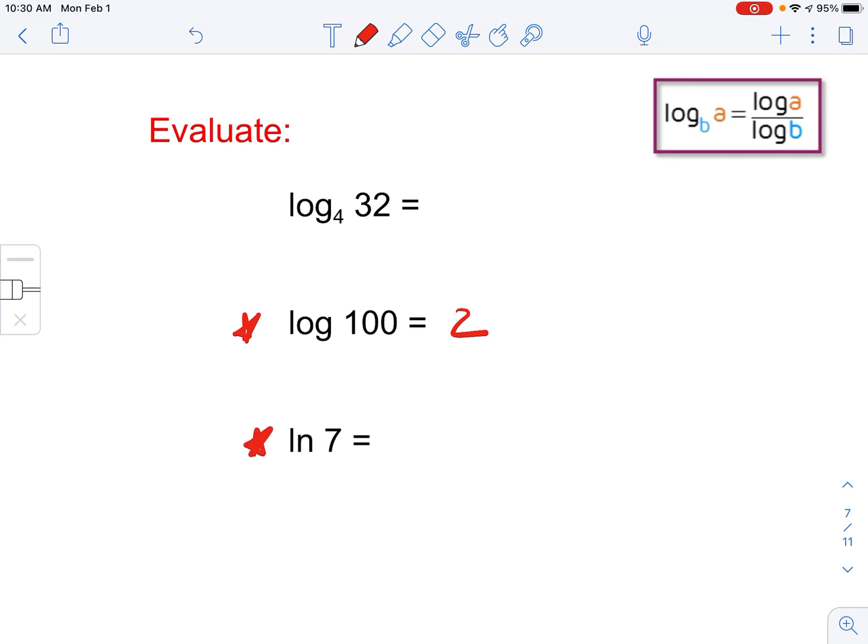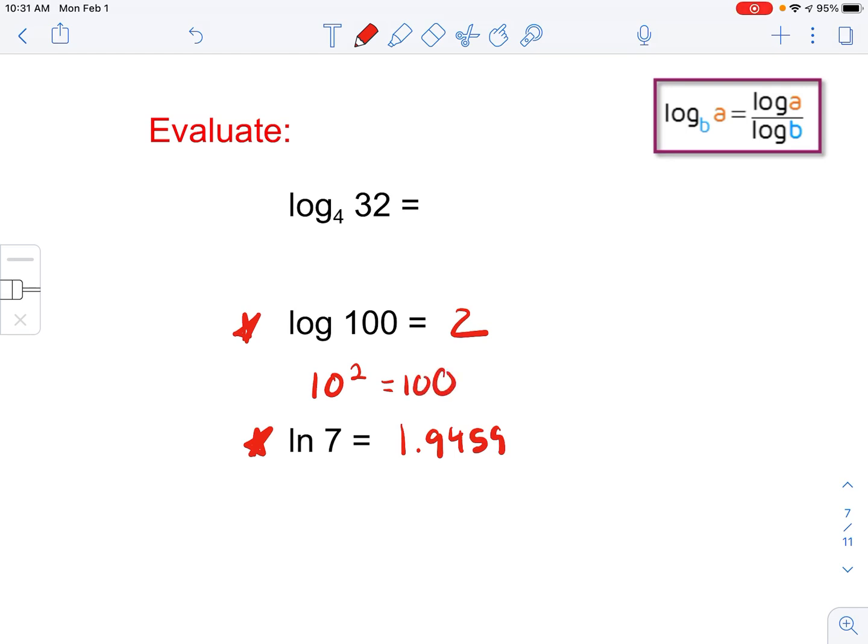ln of 7, remember, is also on the front of our calculator. It's the button right underneath the log. So if I press that, ln of 7, and press enter, I get a crazy decimal, 1.9459. We'll leave it there. So what do these two questions mean? Well, remember, this means that 10, because we don't see it, log base 10, to the second power is equal to 100, which makes sense.